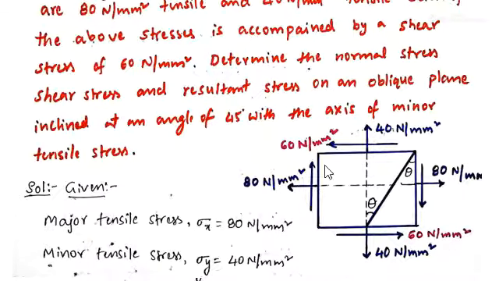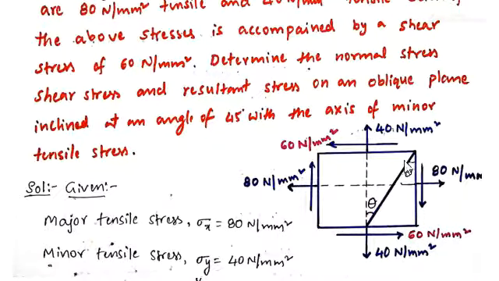So in this case, we are asked to find the normal stress, shear stress, and the resultant stress on an oblique plane, which is making an angle of 45 degrees with the axis of minor tensile stress. Here two values of tensile stresses are given, 80 and 40. 80 will become the major tensile stress, and we are taking that in x direction, and 40, that is minor, in y direction. So this is the axis representing the minor principal stress, and the oblique plane is making an angle of 45 degrees with this minor principal stress.